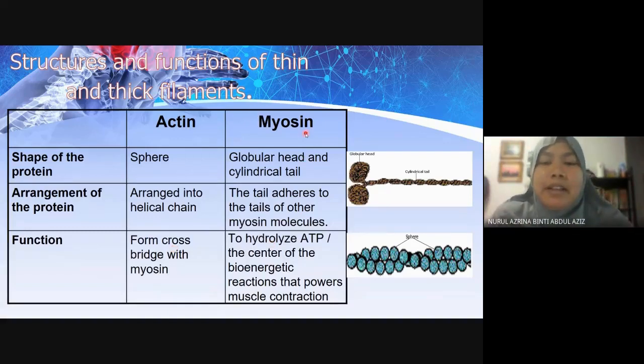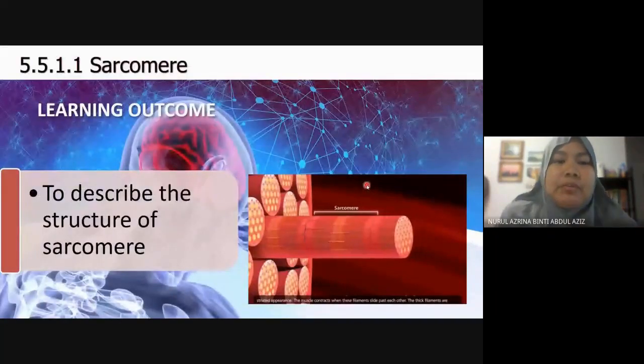And what about the function of myosin? Myosin helps to hydrolyze ATP. Hydrolyze here means breakdown. Okay, untuk memecahkan molekul ATP. Okay, and then it becomes the center of bioenergetic reaction that will power the muscle contraction. So it will assist the process of muscle contraction. Okay, right. Nanti tengok video.